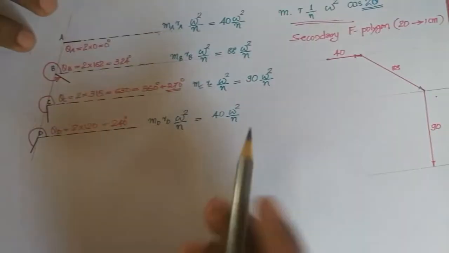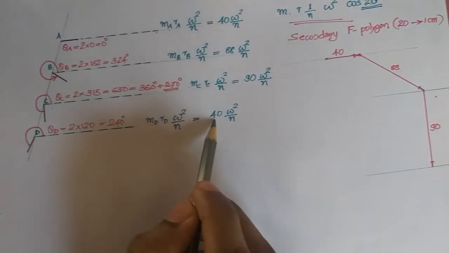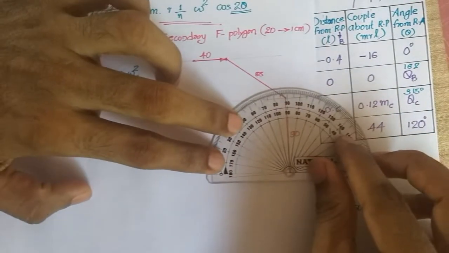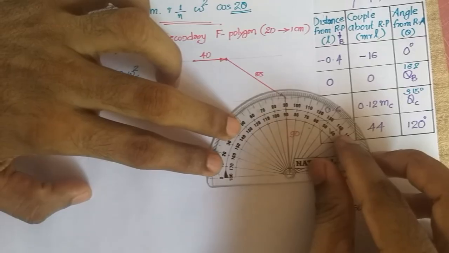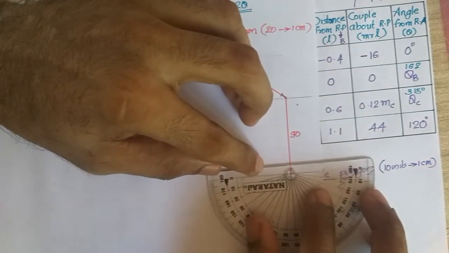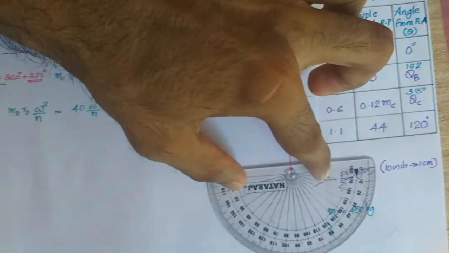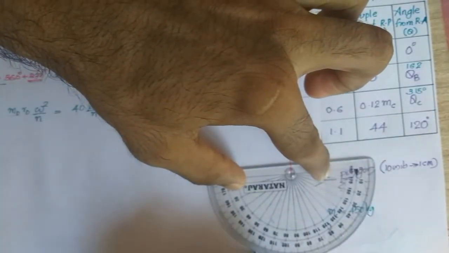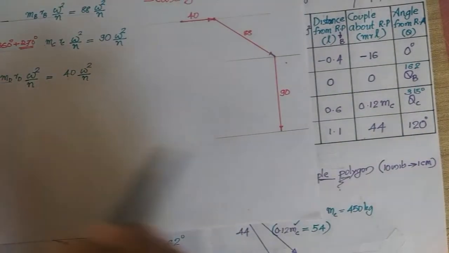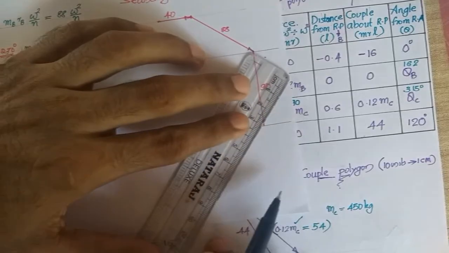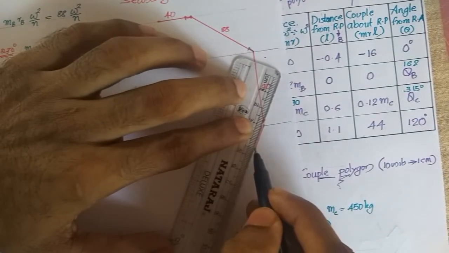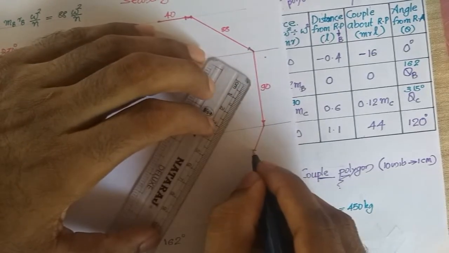Next you have to draw the last force, which is 40 units at 240 degree. So from this point I will be marking 240 degree. 240 degree means 180 plus 60, so it will be coming here, and the length of the vector is 40 or 2 centimeters. So I will be drawing it. So this is the secondary force polygon.